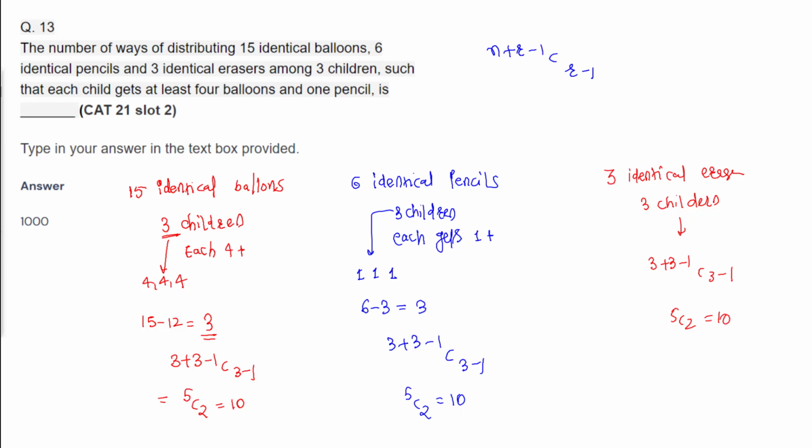We need to execute all these 3 given events simultaneously. So our final answer is going to be: the first event we can do in 10 ways, the second event in 10 ways, the third event in 10 ways. So the final answer of this question is 1000.